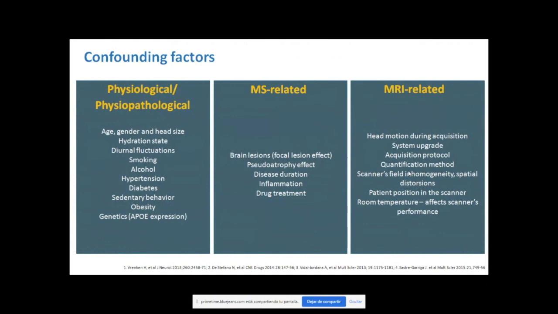And finally, there are factors related to the MRI acquisition. I will not go into detail, but the most important measure to keep in mind is that whenever we intend to assess brain volume, particularly in longitudinal studies, we have to obtain the MRIs using the same protocol, the same head coil, and ideally the same magnet. With this, we will minimize the confounding factors related to the acquisition of the image.